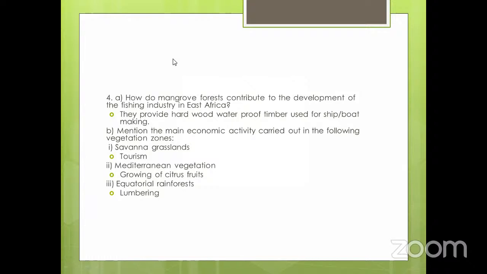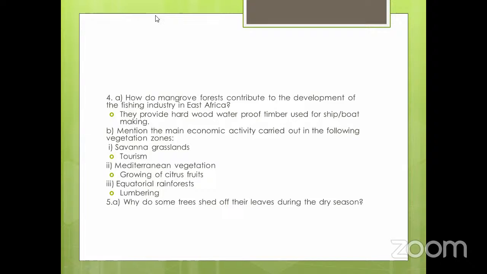Okay, lumbering is simply the cutting down of mature trees for timber. That is what we call lumbering. In case they ask you what is lumbering, you simply say lumbering is the cutting down of mature trees for timber. Let's move on.